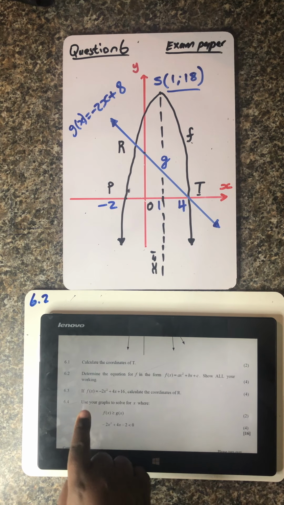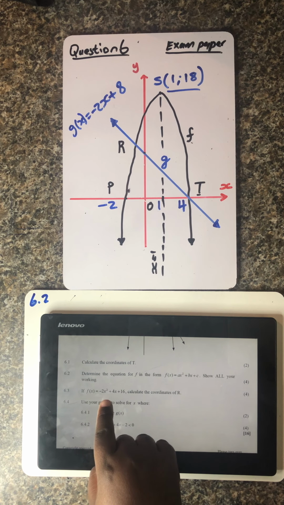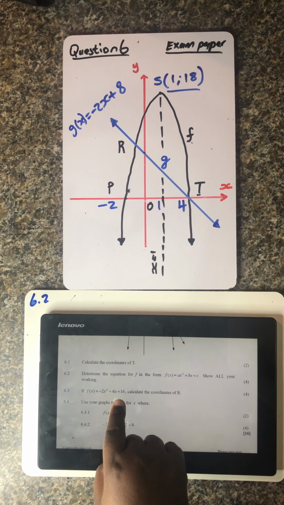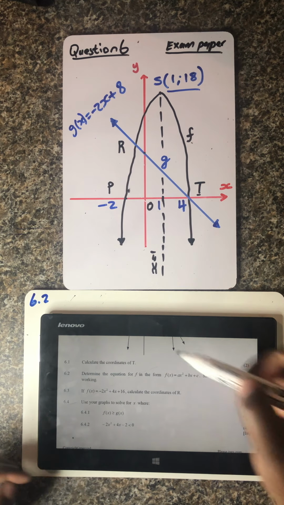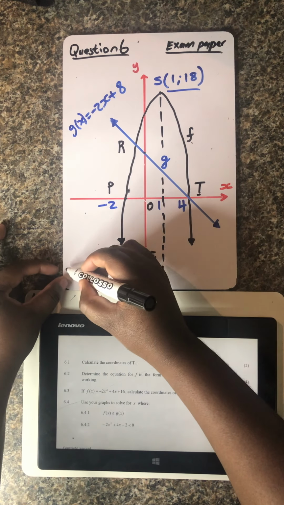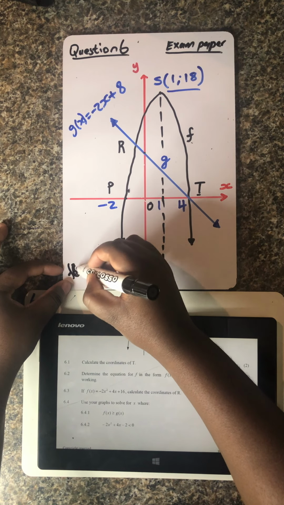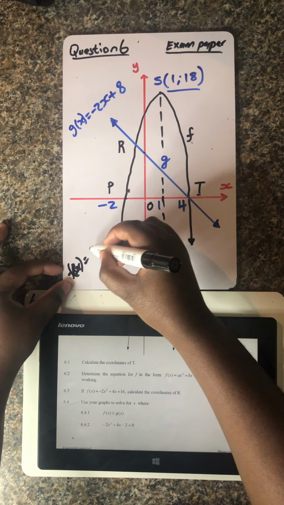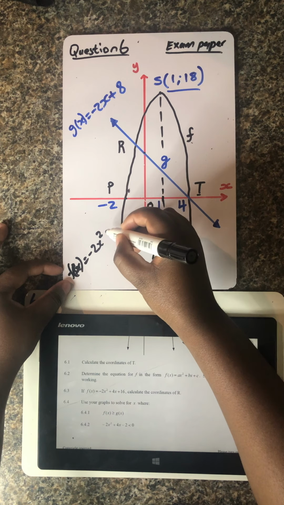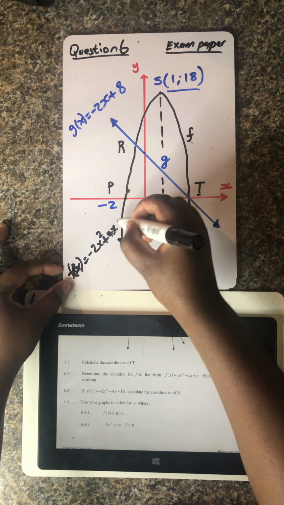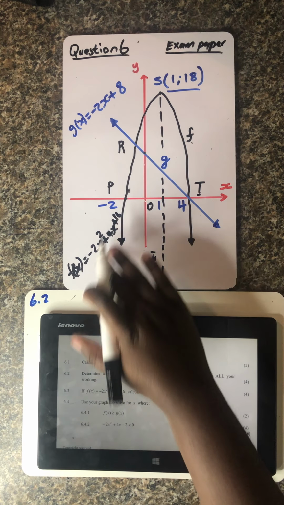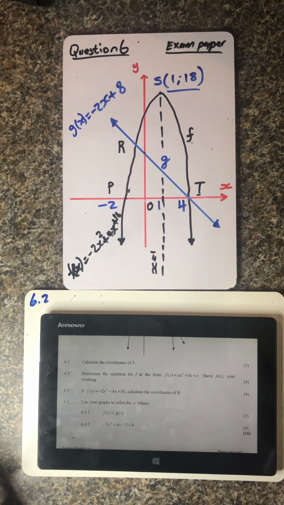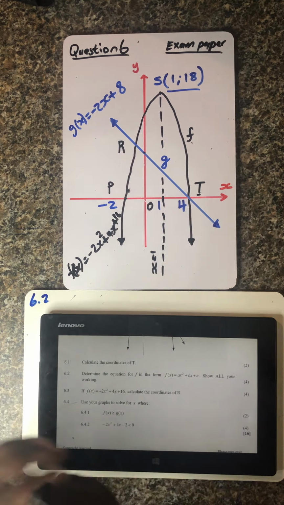They say if f of x is equal to negative 2x squared plus 4x plus 16, calculate the coordinates of r. Wow, ladies and gentlemen, can you see they've just actually given us the answer for that question. They say f of x is equal to negative 2x squared plus 4x plus 16. I think this is the answer that we got on our previous question.